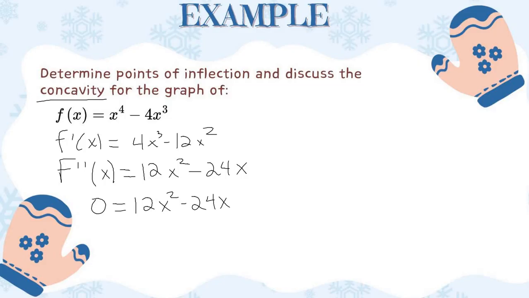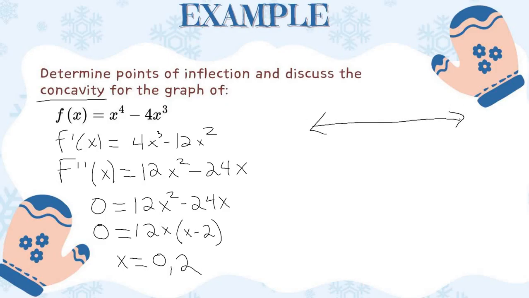We can create our interval around those points. So what are we going to do? Solve. Factor out 12x, and we're left with 12x times x minus 2. And so we get x equals 0 and 2. Alright, and then we're making a chart.